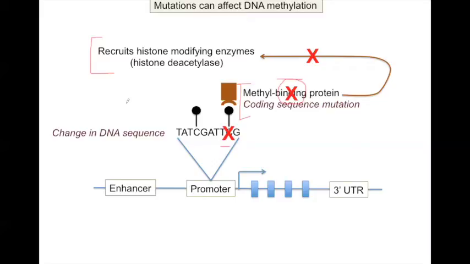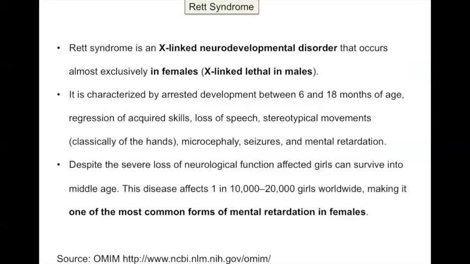So in other words, DNA methylation is a repressive mark in the context of gene expression. It represses gene expression through the recruitment of methyl binding proteins, which in turn recruit histone deacetylases, as well as specific histone methyltransferases. So let's move on to an example.